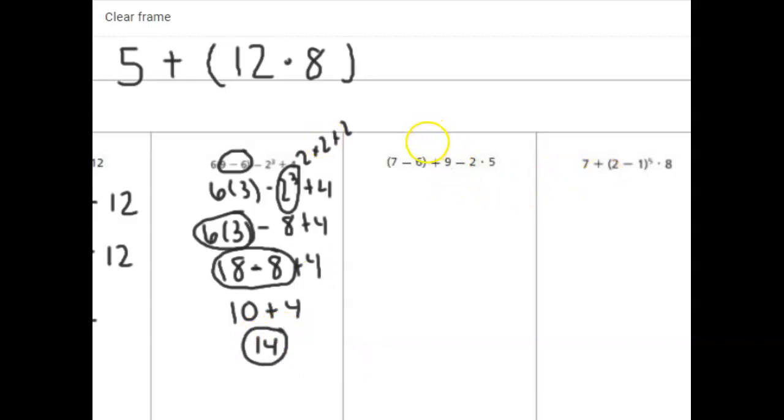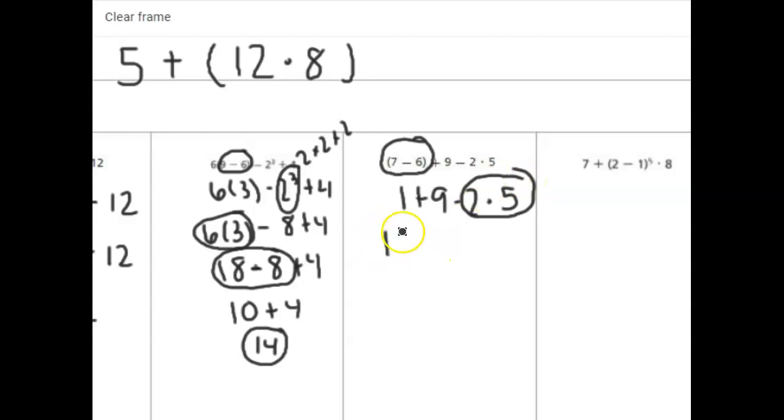Next one we do have parentheses, so I'm going to start with that. 7 minus 6 is 1. So 1 plus 9 minus 2 times 5. We do have multiplication right here, so we're going to do that next. 2 times 5 is 10. We're going to work left to right now. 1 plus 9 is 10. 10 minus 10 is 0.